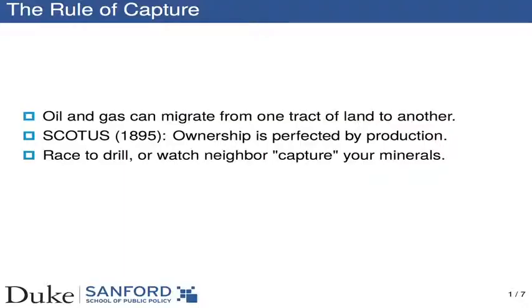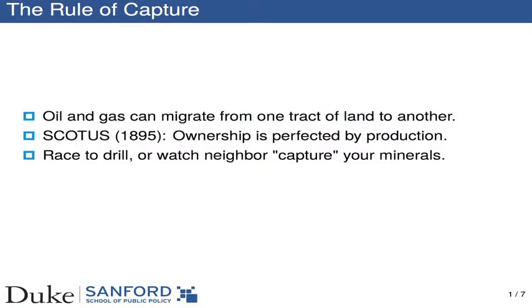Oil and gas production in the US since 1895 has been governed by the rule of capture, which recognizes that this resource, as distinct from coal and other hard rock minerals, is migratory. It will move underground from parcel to parcel. And so the Supreme Court has held that it's reasonable that the oil and gas underlying a land tract belongs to the landowner until it migrates away from that land onto another landowner's land. At that point, that landowner has the right to capture or produce that resource, at which point he's perfected his ownership.